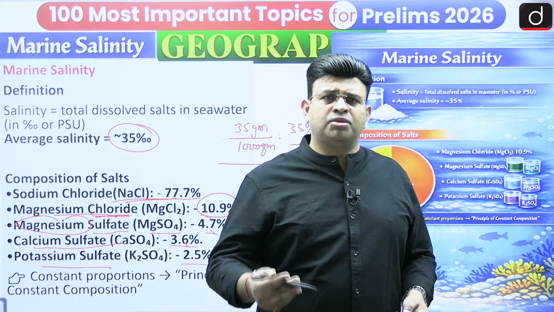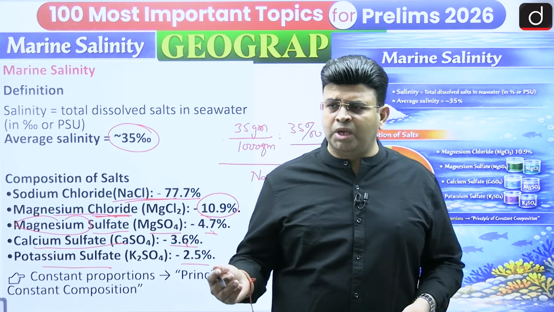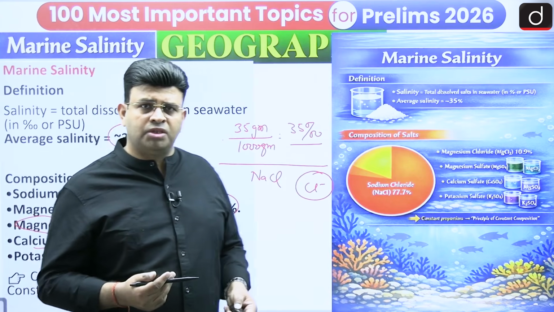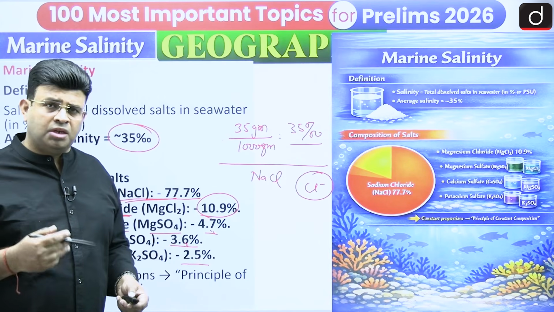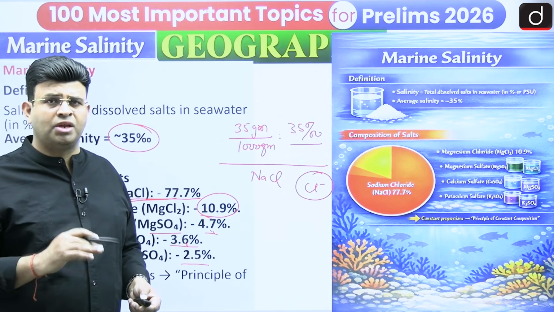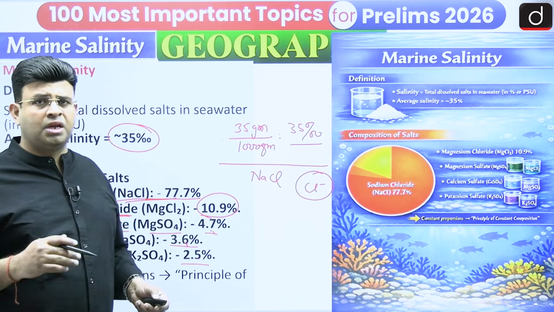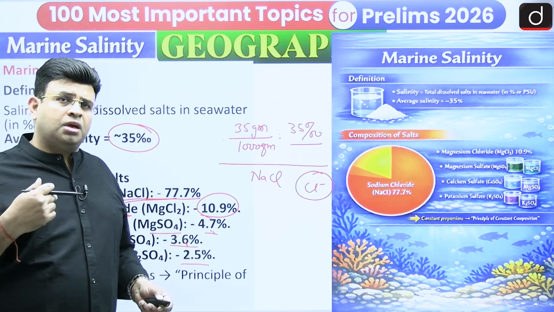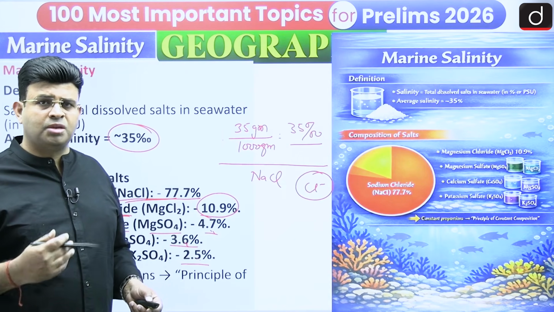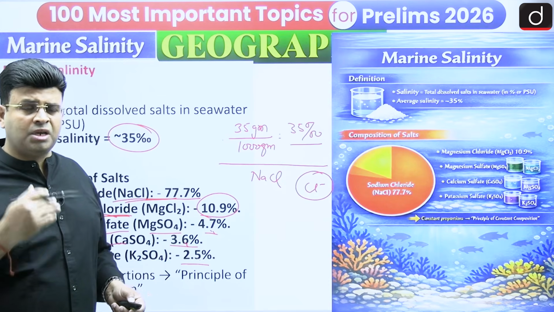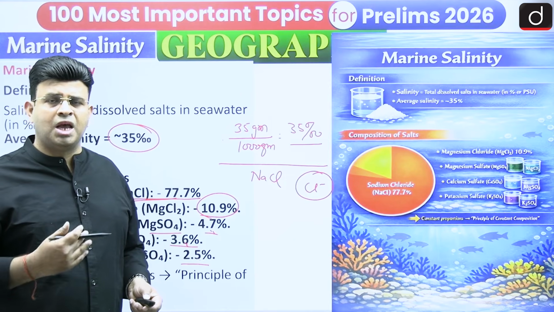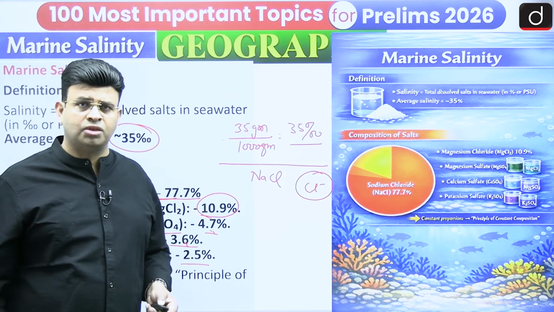Sometimes in the UPSC they can ask this kind of question. So sodium chloride is 77.7 percent, magnesium chloride is 10.9 percent, and then the sulfate-related ones: magnesium sulfate is 4.7 percent, calcium sulfate is 3.6 percent, and potassium sulfate is 2.5 percent. If it is asked which one is higher or lower, it will not ask the percentage, but knowing this will be very helpful in answering.